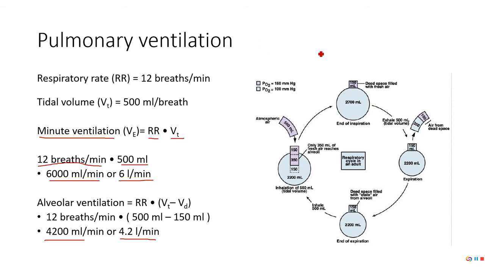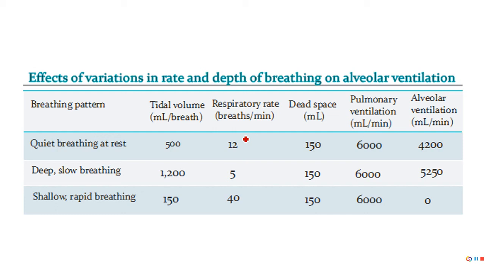And we can see that from this chart here. Okay, so in this case, notice that we're keeping minute ventilation or pulmonary ventilation constant. We're breathing 6,000 mils or 6 liters per minute. So normal breathing, it's 500 mils per breath times 12 breaths, that gives us 6,000. When we account for dead space, then we get 4,200 mils per minute that are undergoing gas exchange.